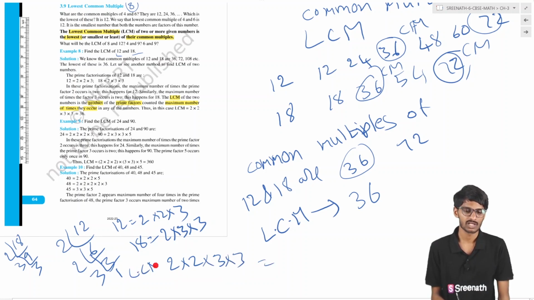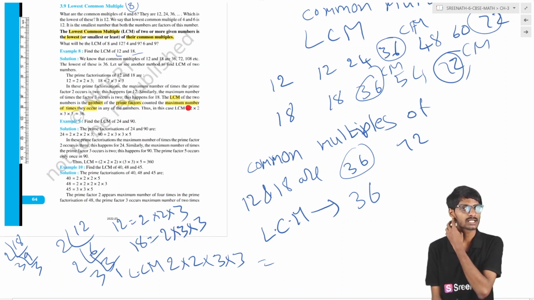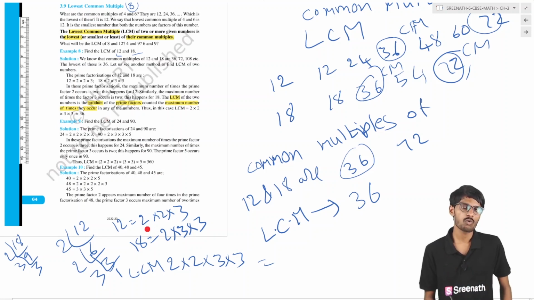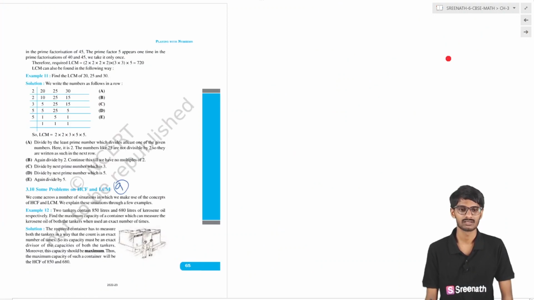So the LCM of the two numbers is the product of the prime factors counted the maximum number of times they occur. How do we count the maximum number of times they have occurred? 2 and 3 are the prime numbers, 2 has occurred 2 times, so we take it 2 times, and 3 is repeated 2 times, so we take it 2 times. So finally what is the number? That is 36. That is the LCM of those numbers. In this way you can find the LCM, students.